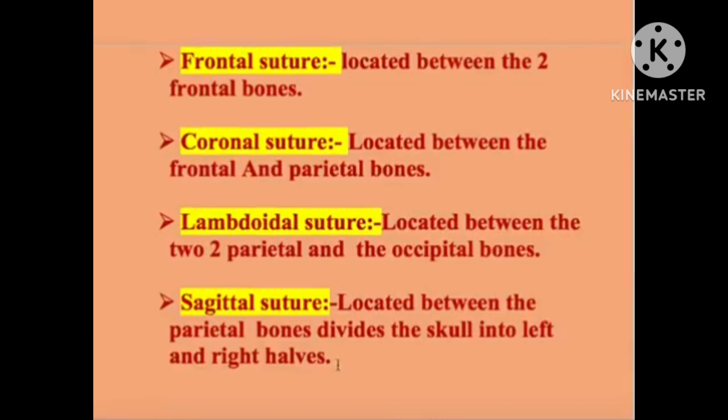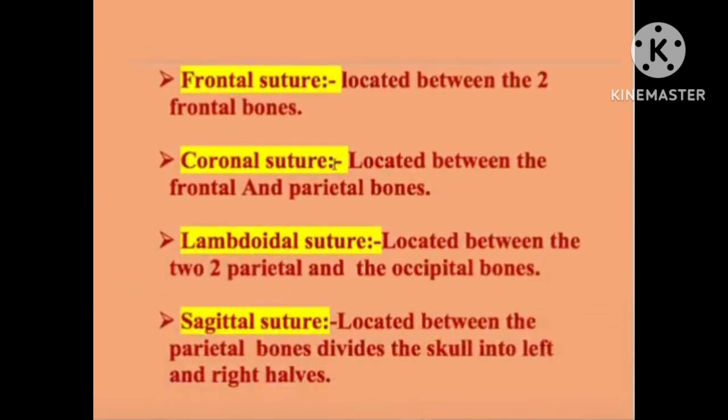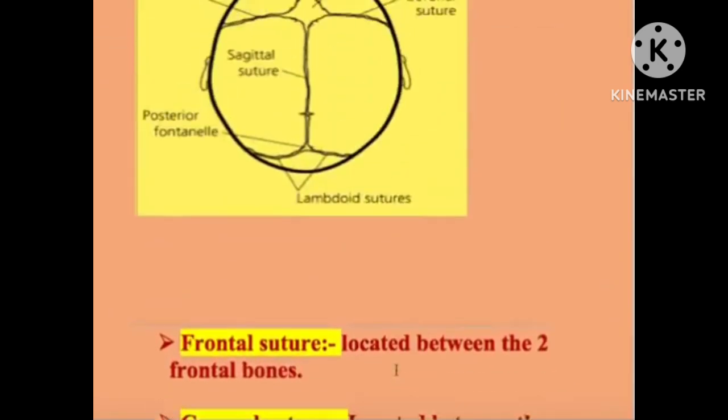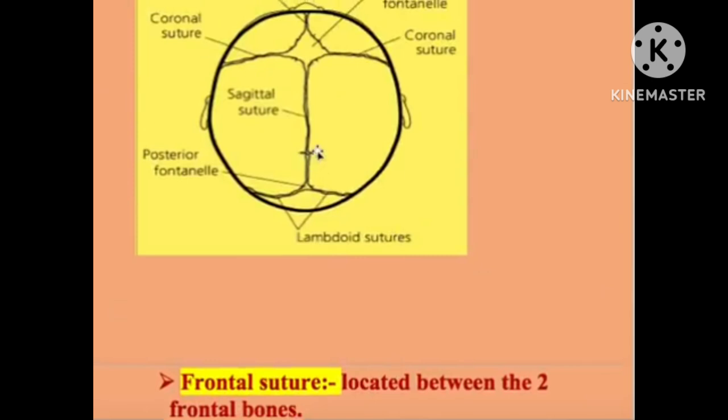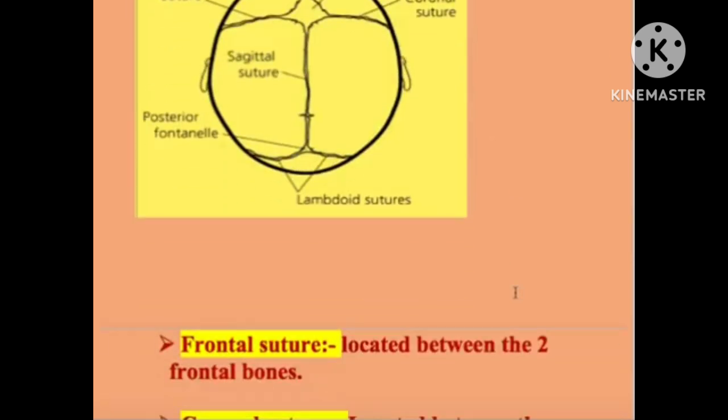Next one is the sagittal suture. Sagittal suture located between the parietal bones and divides the skull into left and right halves. So four sutures are present in the fetal skull: coronal suture, lambdoidal suture, sagittal suture and frontal suture.